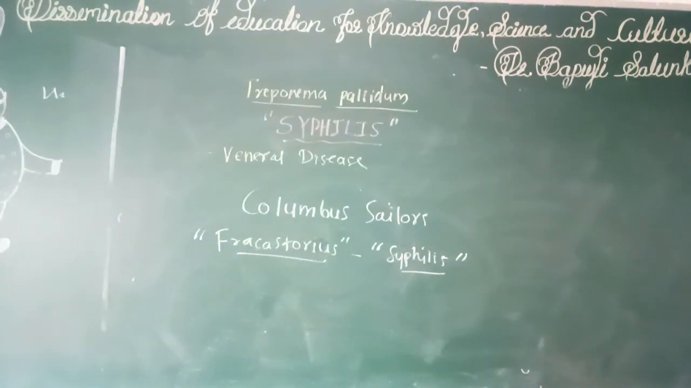Species specific antigens are found only in Treponema pallidum, and also in Treponema pertenue and Treponema carateum. So it is found only in these species. Only in these species is this type of antigen found.